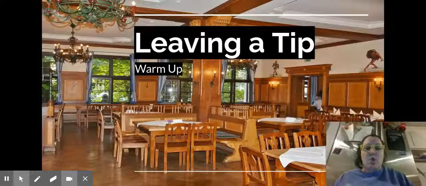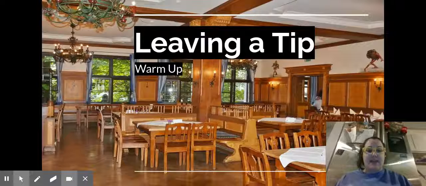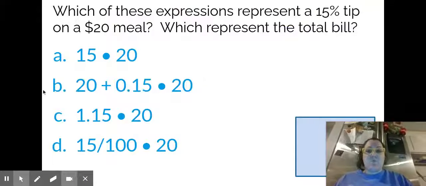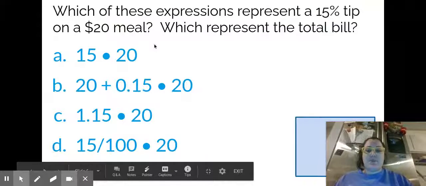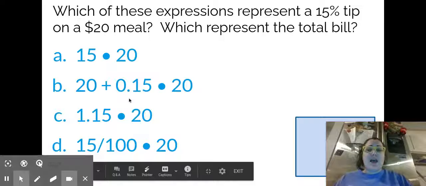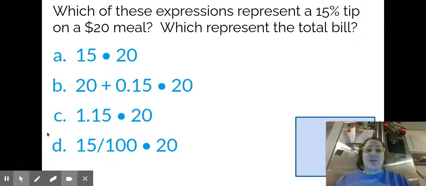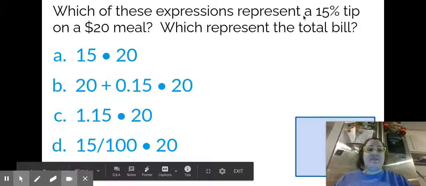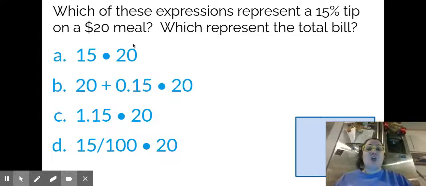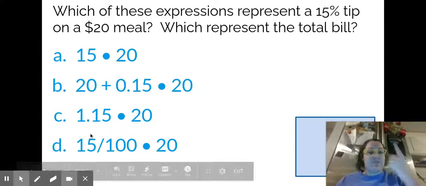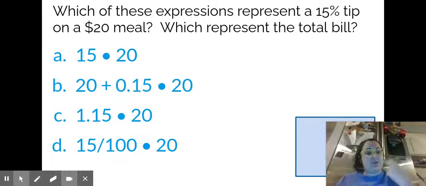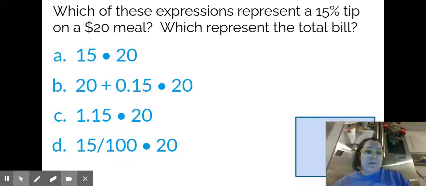Okay, so our warm up for today, leaving a tip. What I want you to do, I'm going to set a timer for 2 minutes. I want you to decide which of these represents a 15% tip on top of a $20 meal, and which of these represents the total bill. So you've got to decide which of these represents just the tip and which of these represents the tip and the bill together. Okay, so think about what a tip is.